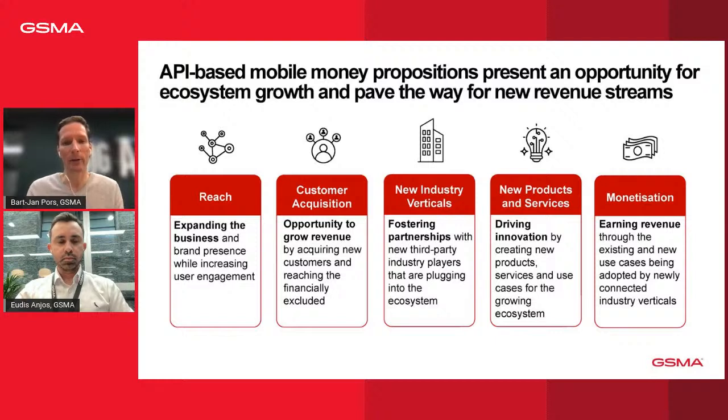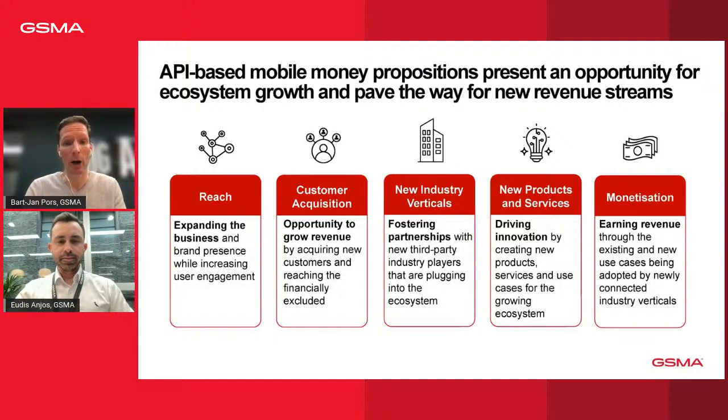So building an interconnected system and allowing that connectivity between players by development of API-based business propositions enables growth and enables new monetization streams. It enables reach, so expanding the business and brand presence while increasing user engagement. It enables new customer acquisitions. There is an opportunity to grow revenue by acquiring new customers and reaching financially included people.